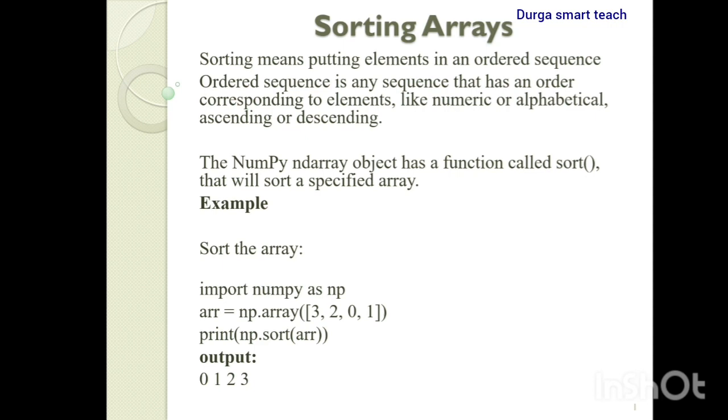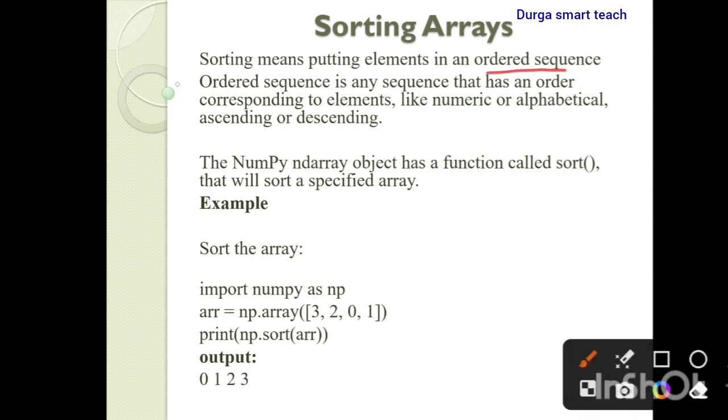Then you need to use one function. Sorting means putting elements in order sequence. An order sequence is any sequence that has an order corresponding to elements, like numerical or alphabetical, or ascending or descending. So if you want to arrange numpy array elements, you need to use one function, that is sort. Sort is an inbuilt function in numpy, so you can use the sort function to arrange the elements of arrays.